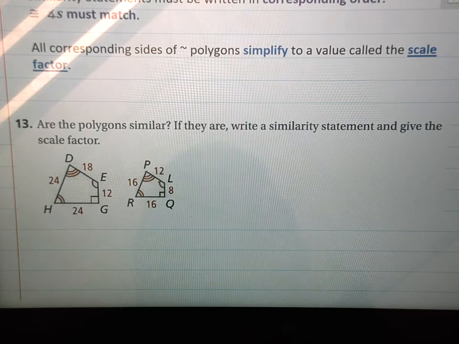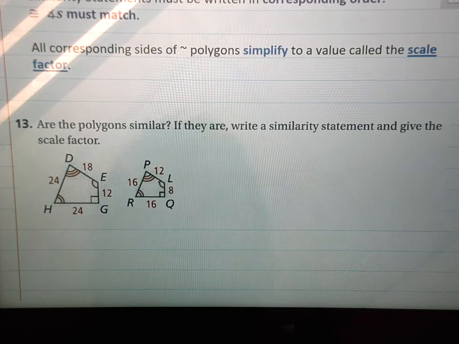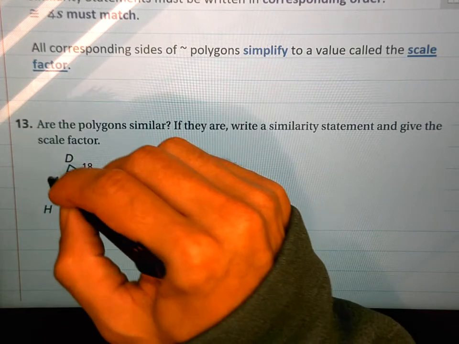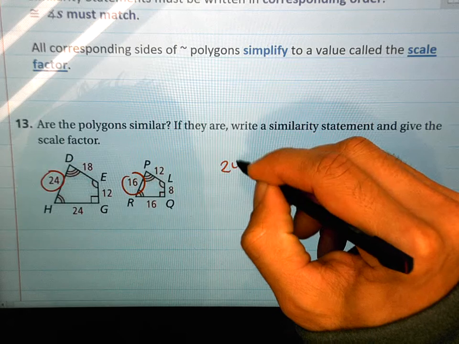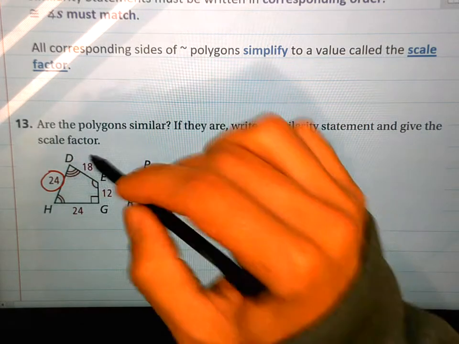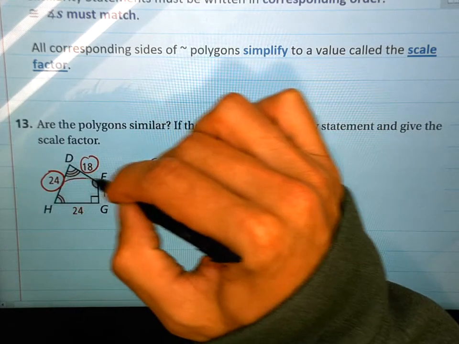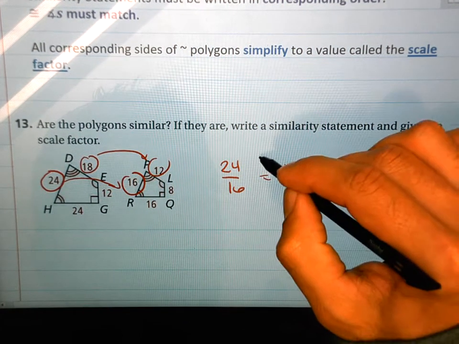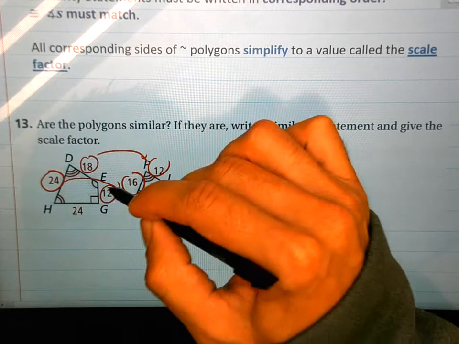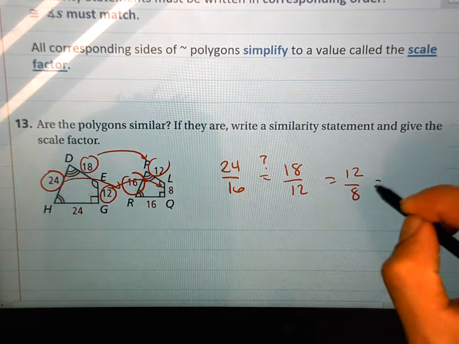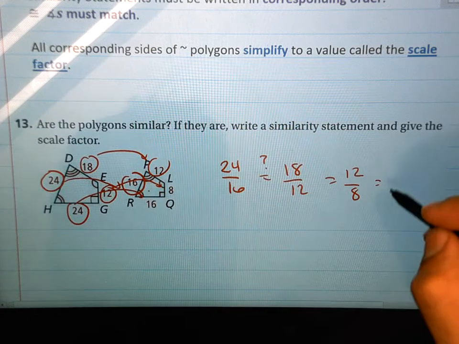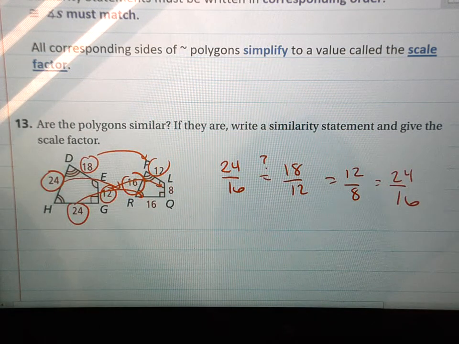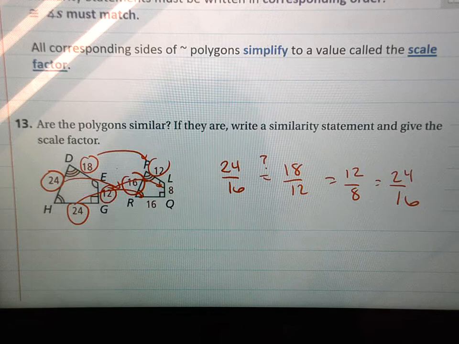Are all the sides proportional? Well, how do you check that? You check by checking the sides. I'm going to check this side compared to this side. Is 24 over 16 the same proportion as 18 over 12? That's my question. Is it equal to 12 over 8? Is it equal to 24 over 16? I just chose to go left over right. You do not have to do that. You could choose to go right over left as long as you're using corresponding sides. So there's my check.